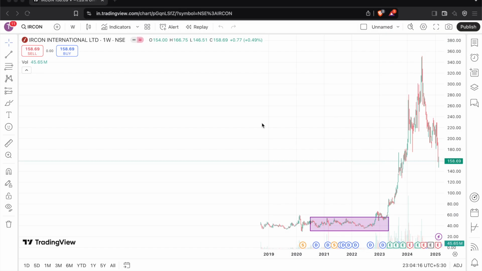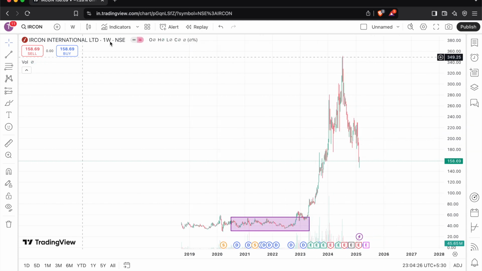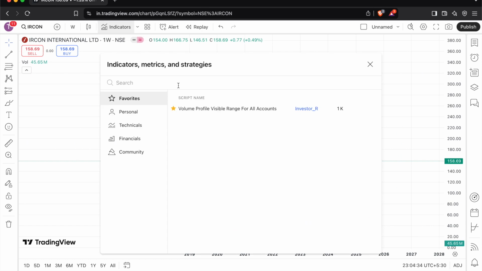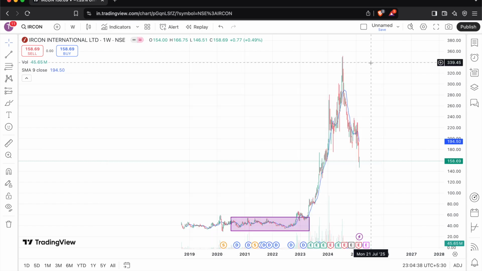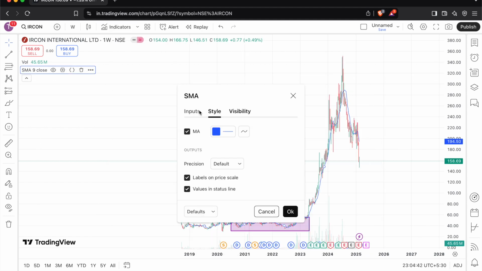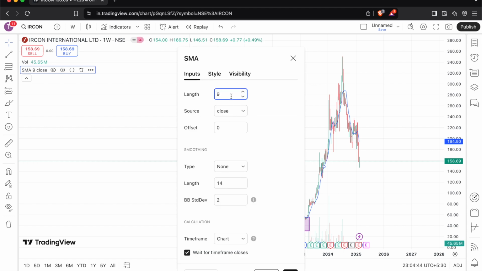So let's look at the chart. Econ International. It's a weekly chart. We will put a simple moving average. Input is 30, which is used by Stan Weinstein.